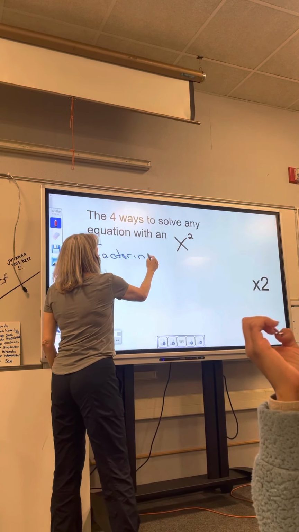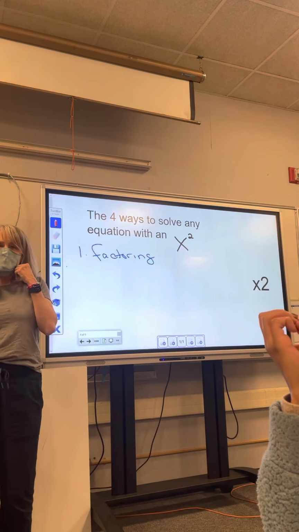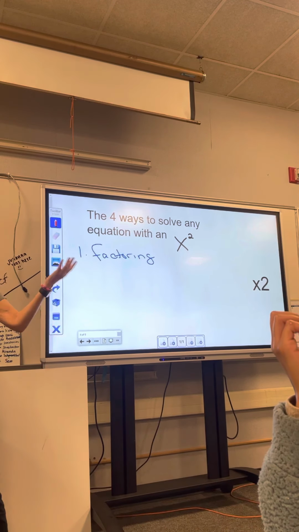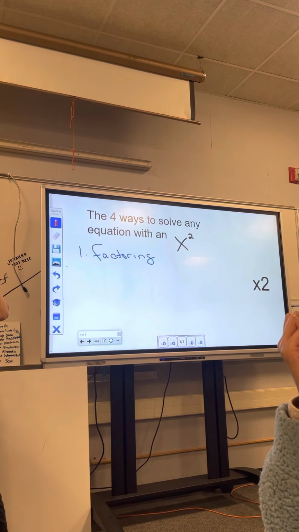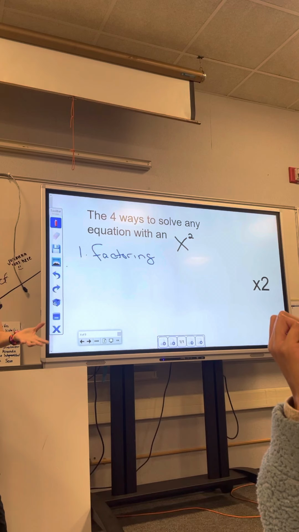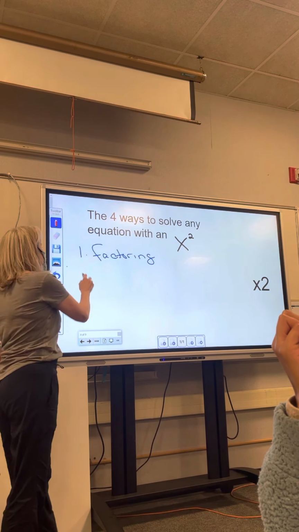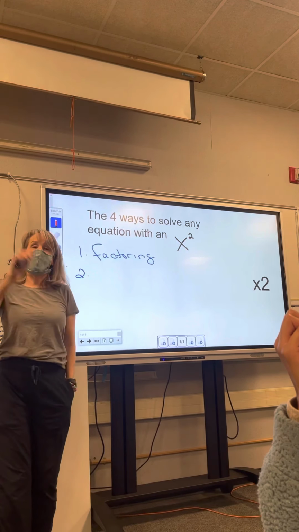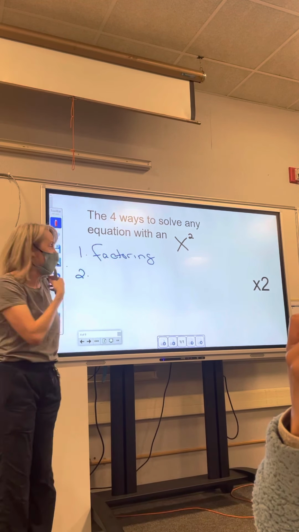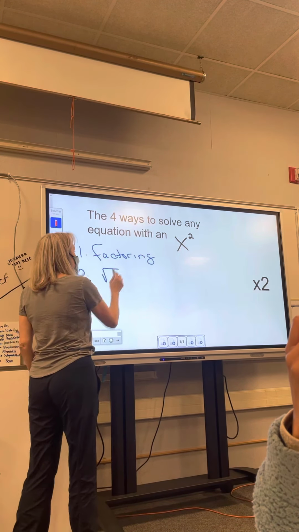And it's super easy. And the question is, in another class I said, well, why don't we just do that and not the other ones? It doesn't always work. That's the problem with factoring. A lot of times it works, but not always. The second thing we're going to learn Thursday and Friday after we take our quiz is square roots.